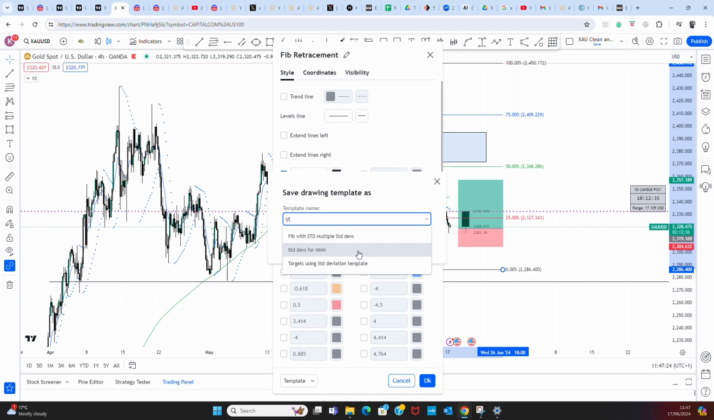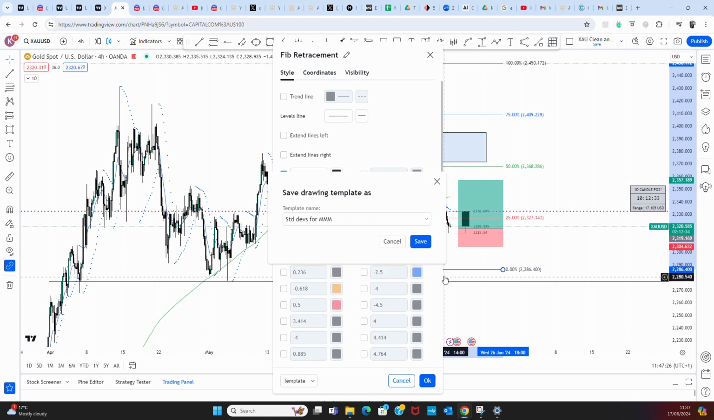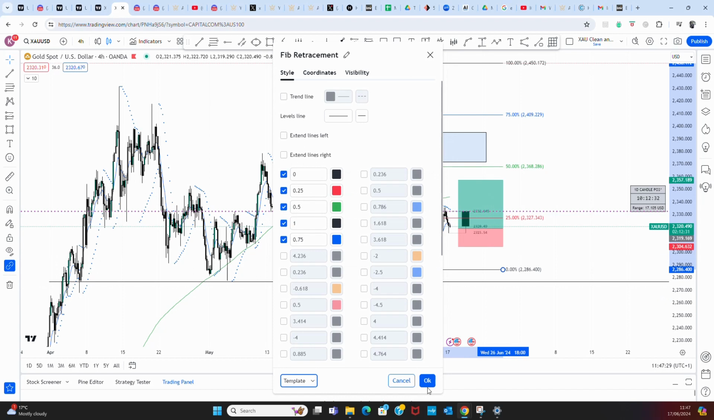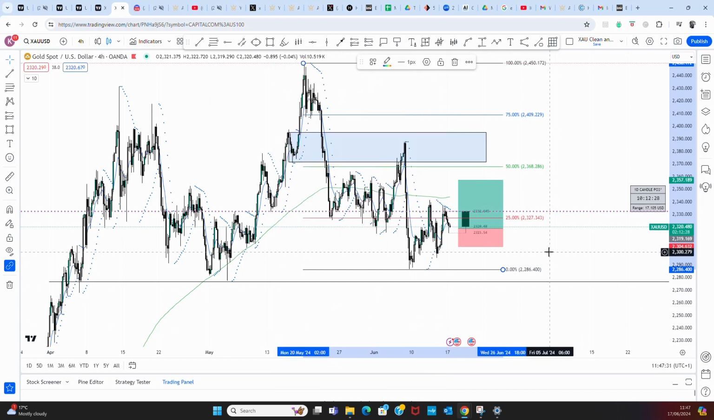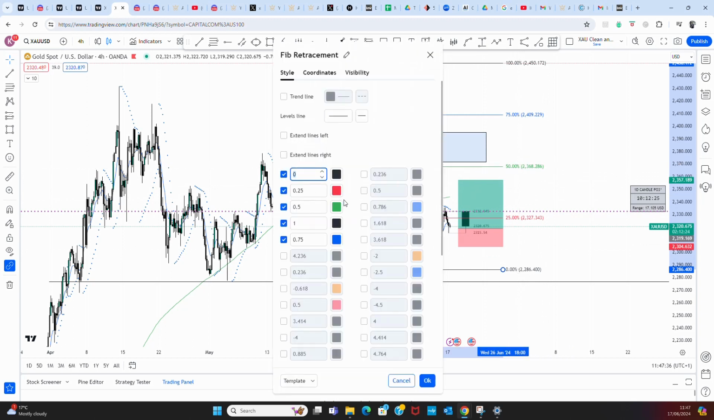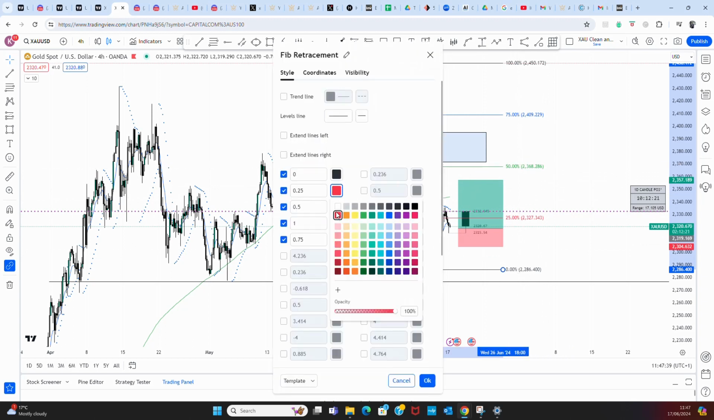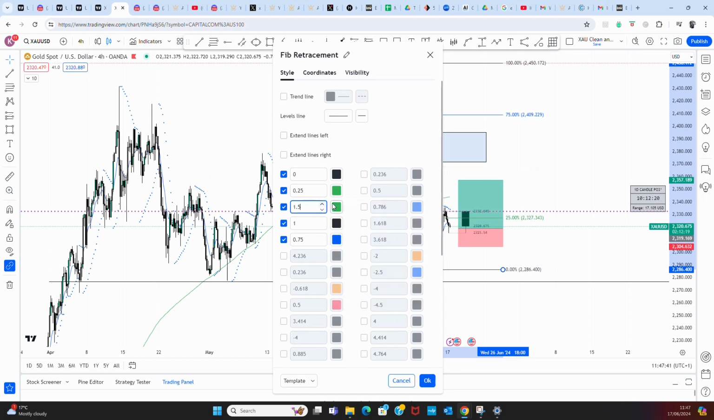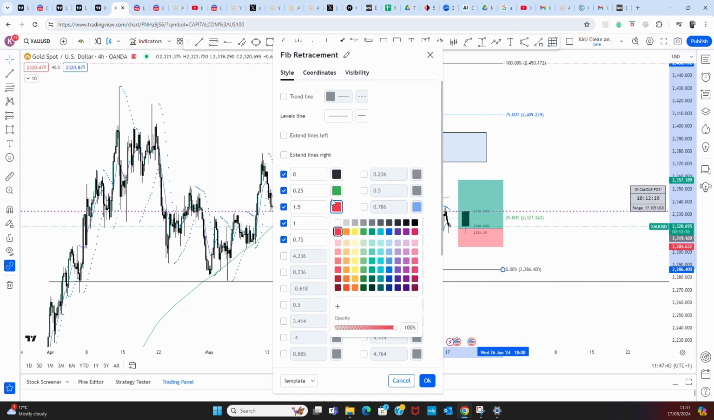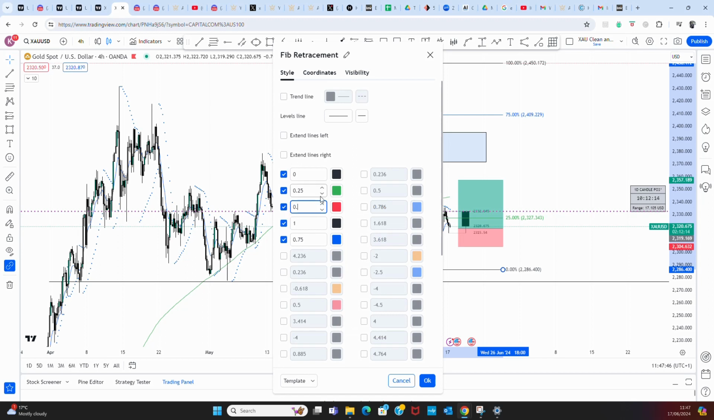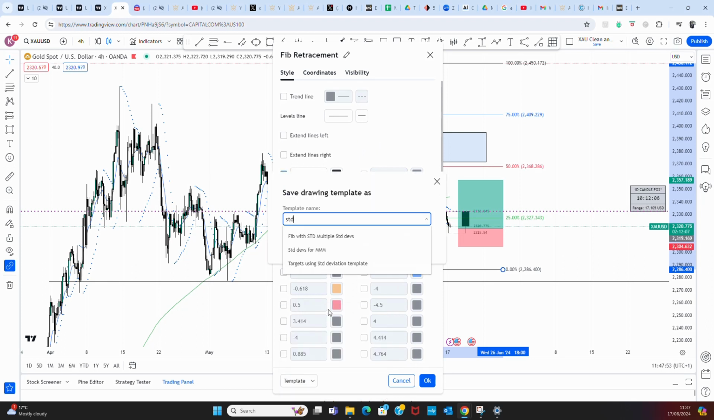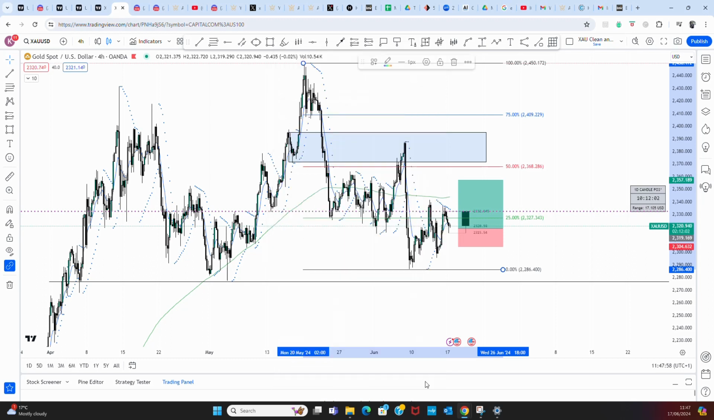Standard deviation for market making models, pass. Okay. Save. Yes. Thank you. Yeah, that's better. No, not like that. 25 I want green. 50 I want red. 0.5. Template. Save as standard deviations for market making models. Yes, done. There we go.